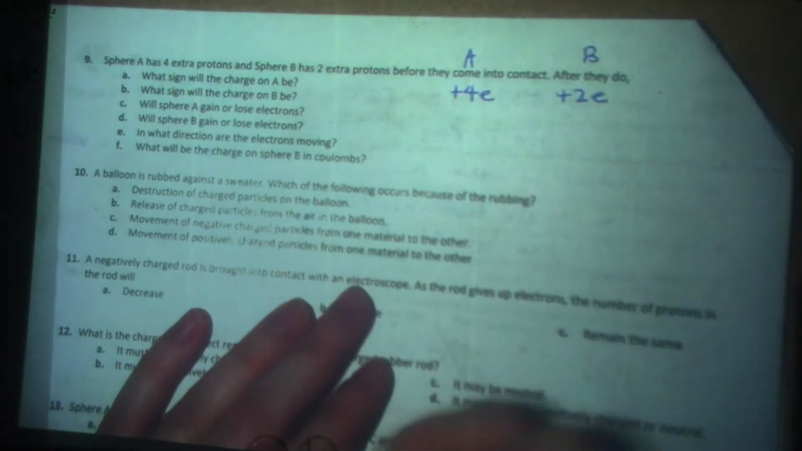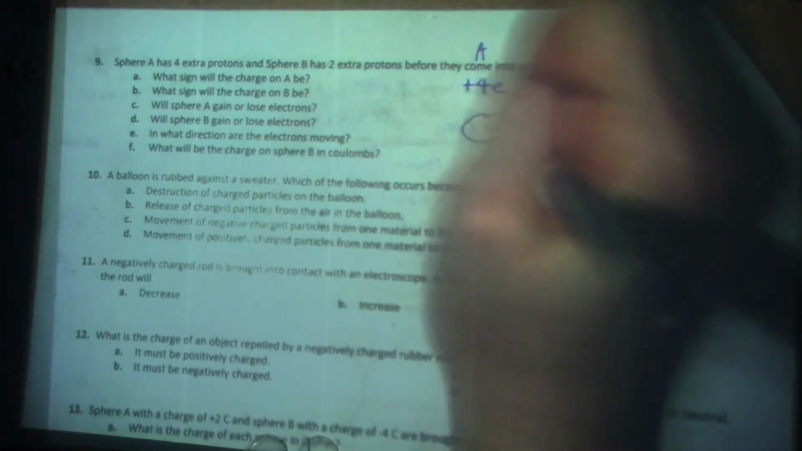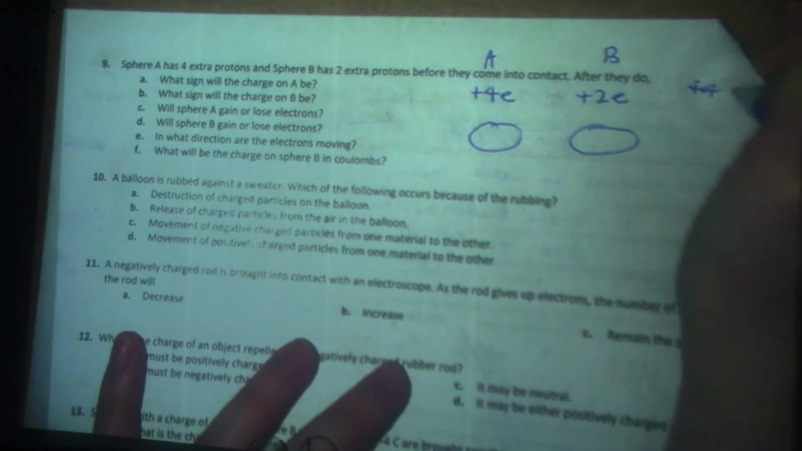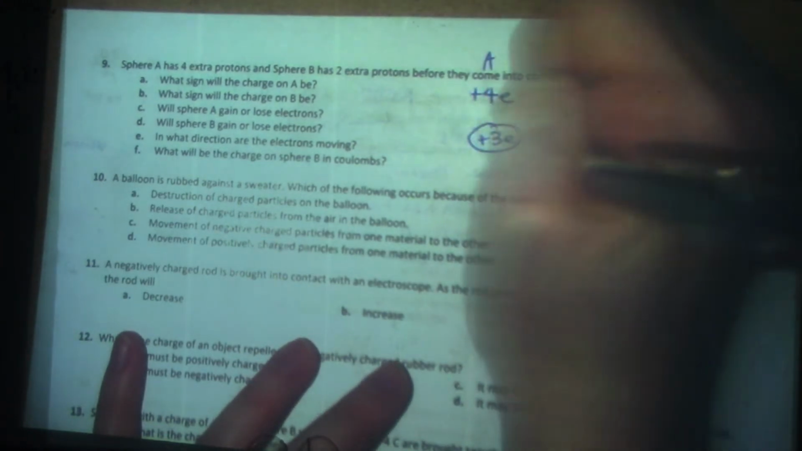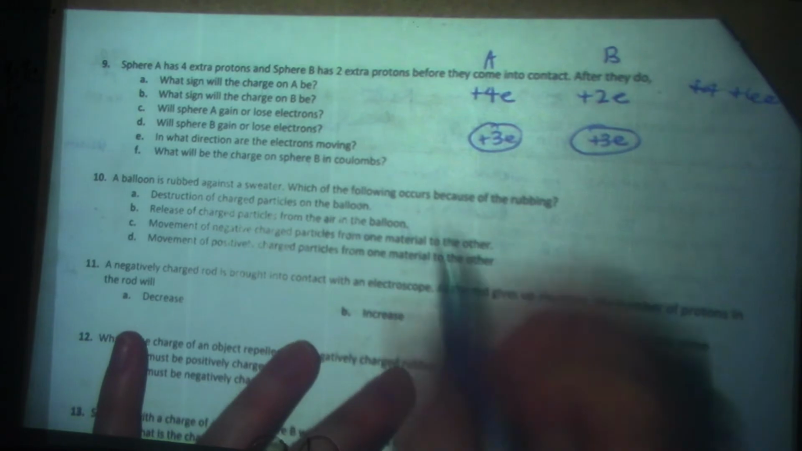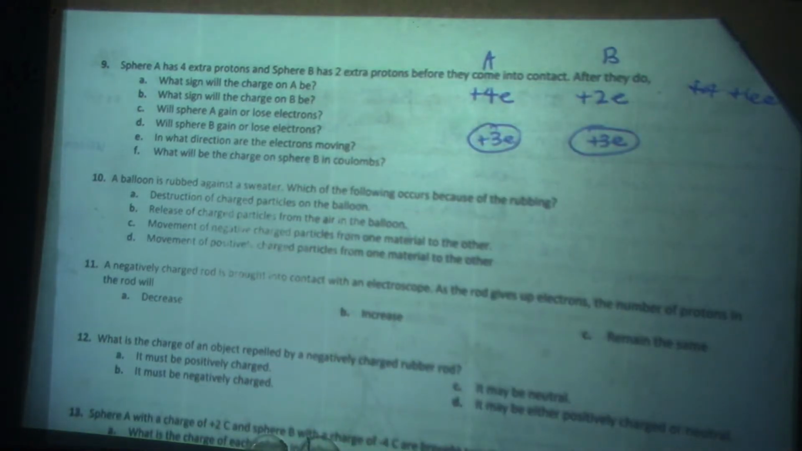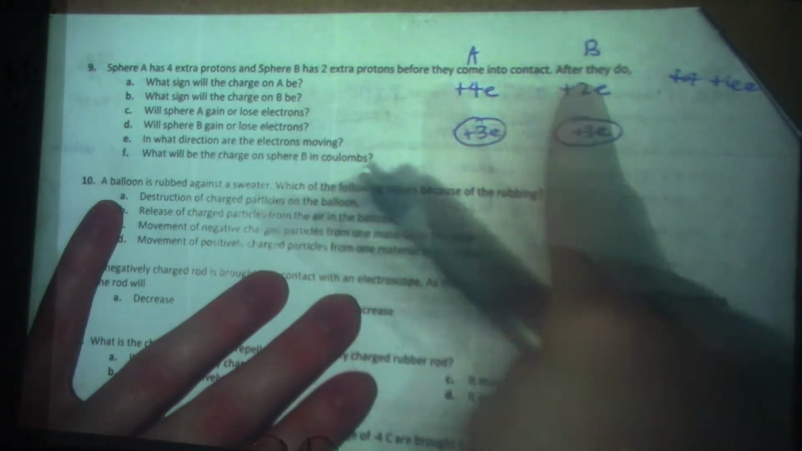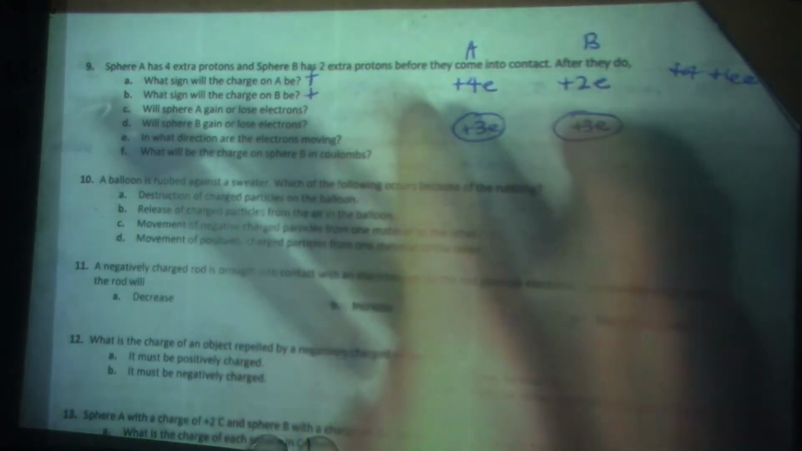Number 9, we've got 4 extra protons, meaning +4e, and 2 extra protons, +2e. This is sphere A, this is sphere B, and then they come into contact, meaning they touch one another. So the charge will be evenly spread. This is a total charge of +6e, so each has +3. And then I need to figure out which one's gaining electrons, which one's losing. It's easy if one is positive, one is negative. That's not the case. These are both positive, and they both end up positive, which answers the first 2 questions.